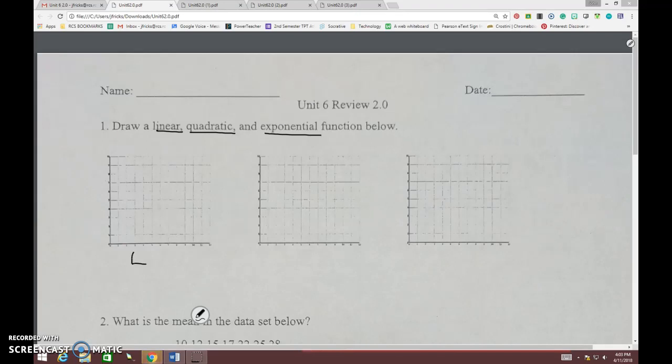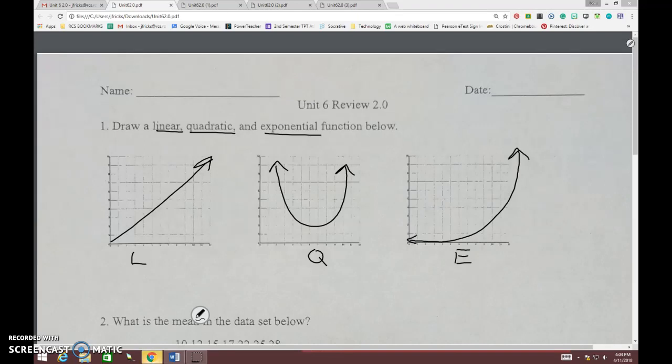So for the linear one, I'll put an L for linear. All you need is a straight line. Any straight line will work here. Next, for the quadratic, we need to draw a U shape. Note that quadratic is U-shaped. And then the last one, exponential, we'll put an E for exponential. So exponential is going to be a curved line with an asymptote. So it should curve up slowly and have a line that gets really close to an asymptote. So that's question number 1.